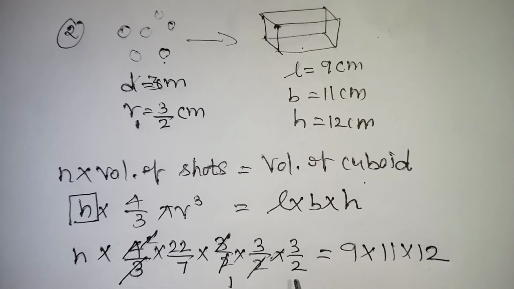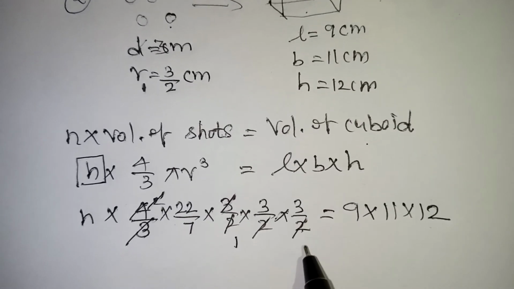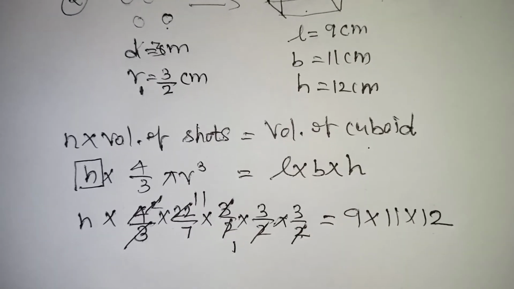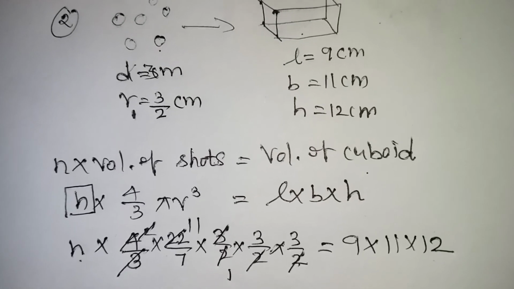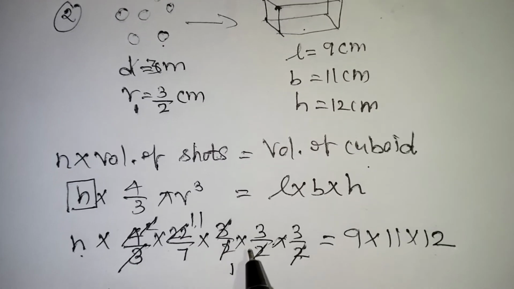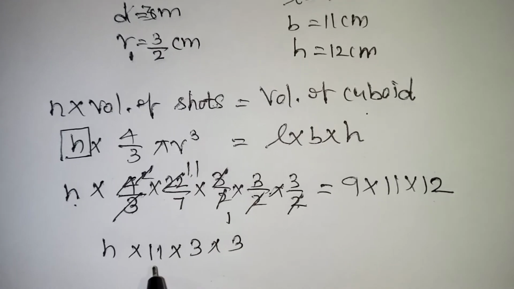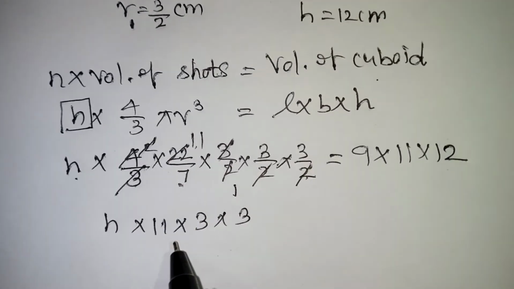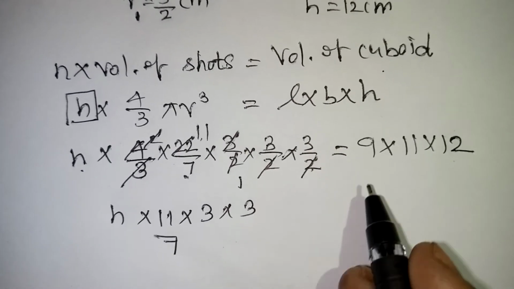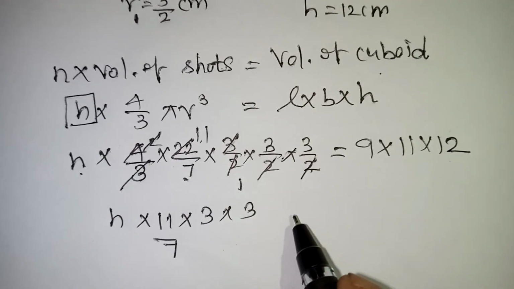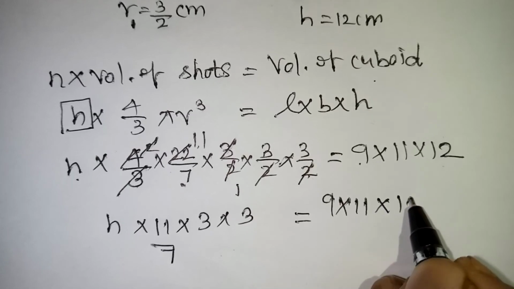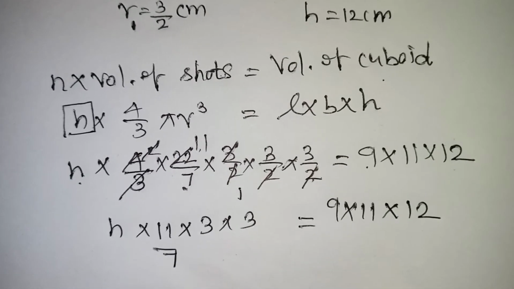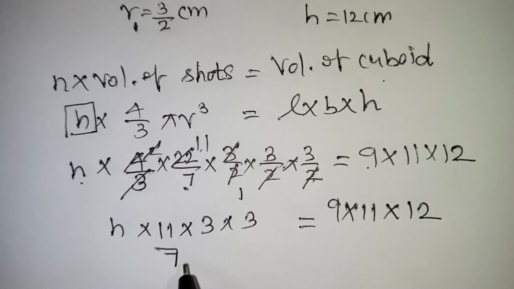Look at the remaining numbers. 2 and 22 will be getting cancelled, 1 time, 11 times. Now the remaining terms, numerator we have n multiplied by 11 multiplied by 3 multiplied by 3. And the denominator we have only 1, 7. So we can write it by 7. Now all these three numbers we have this side. So 9 multiplied by 11 multiplied by 12. So we need only the n value. All the remaining things we can take it to other side.